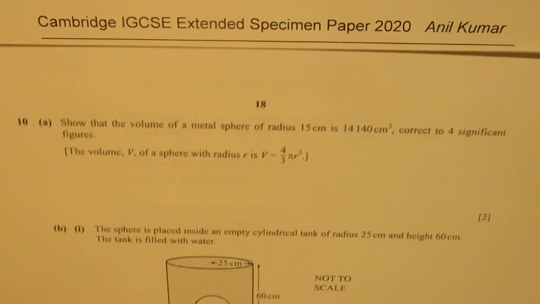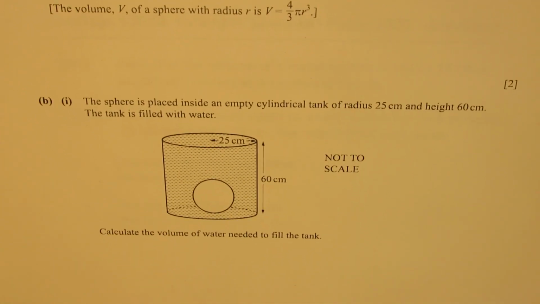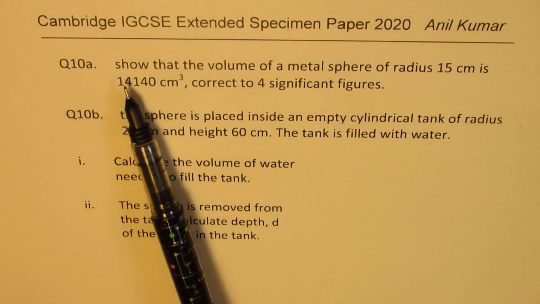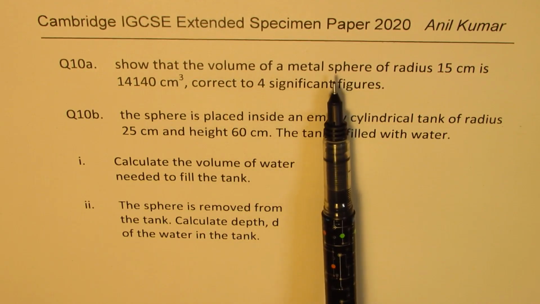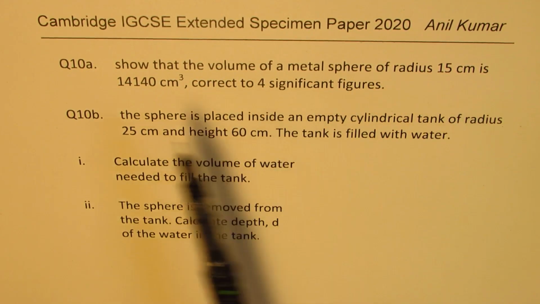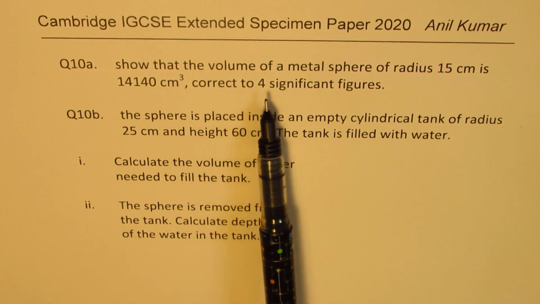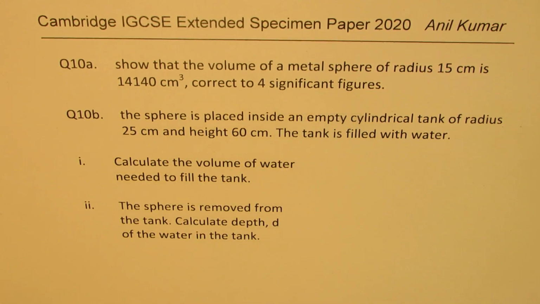Perfect. This is your question number 10. We'll actually have rewritten this question. We'll work on what I have copied. So what we have here is part A: show that the volume of a metal sphere of radius 15 centimeters is 14140 centimeters cubed, correct to 4 significant figures, right?